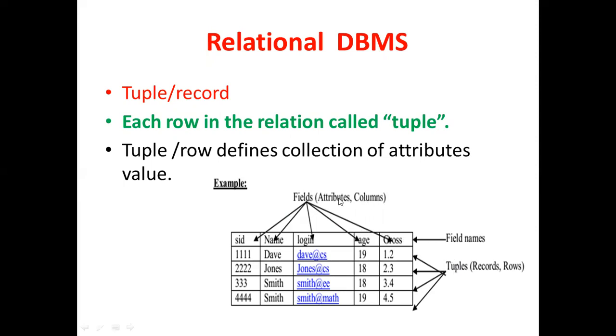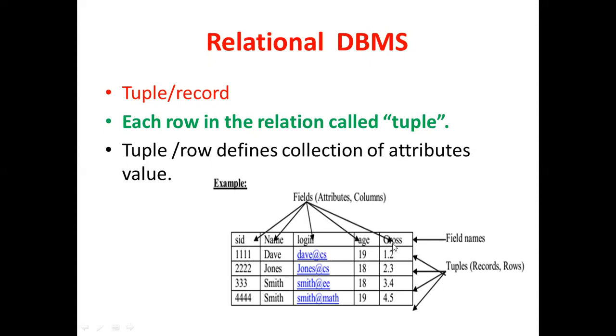So these columns, attributes or fields are student ID, name, login, age, and gross marks. These are the columns, or you can say the attributes. The attributes have different kinds of values, that is 1111, Dave, at CS, 19, 1.2. So each row defines the collection of attributes.